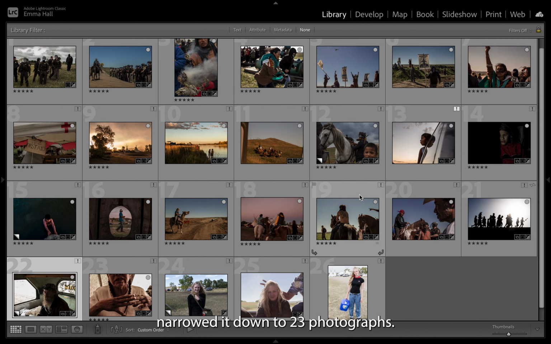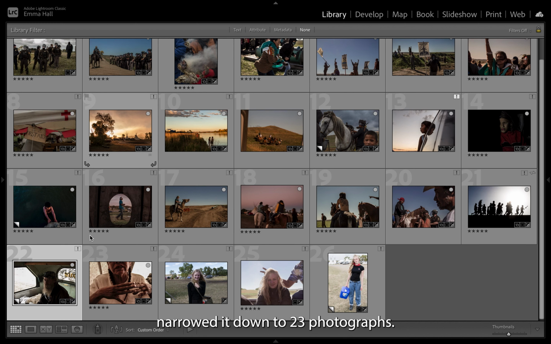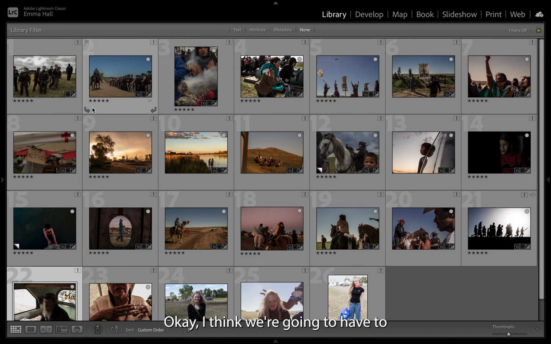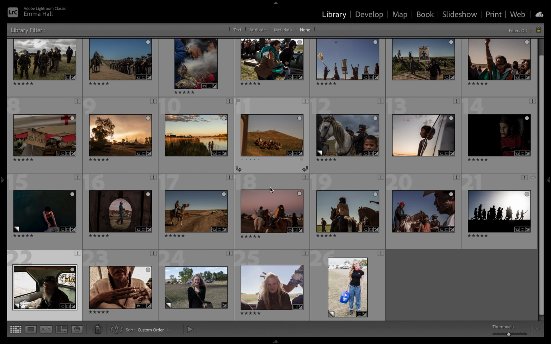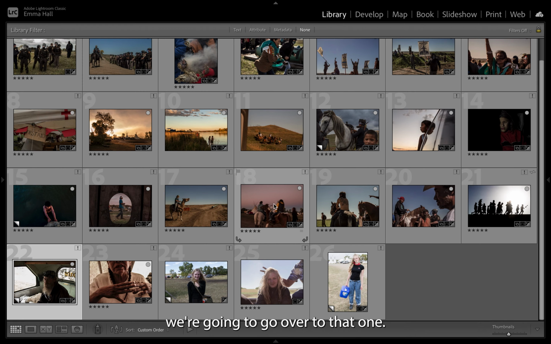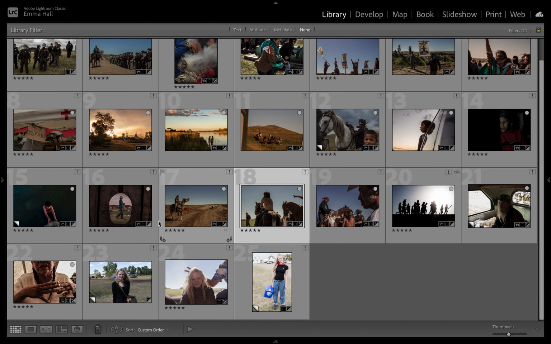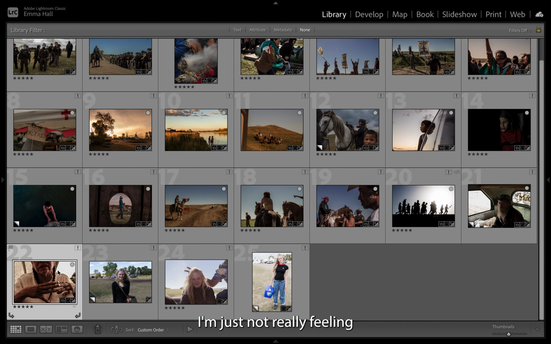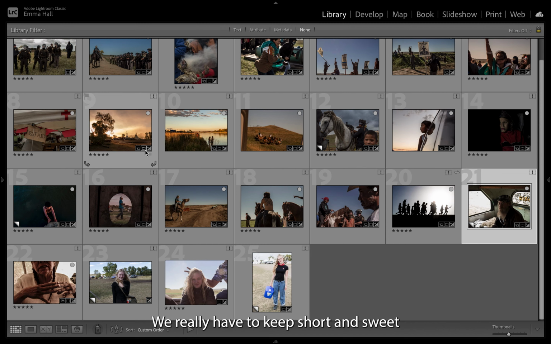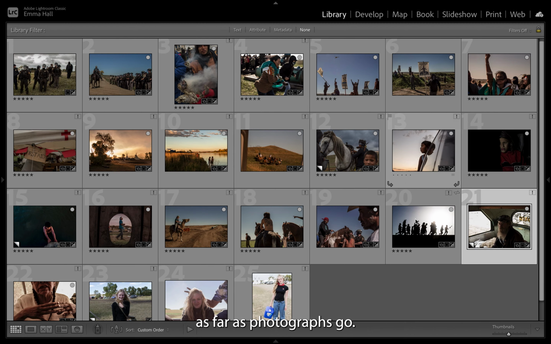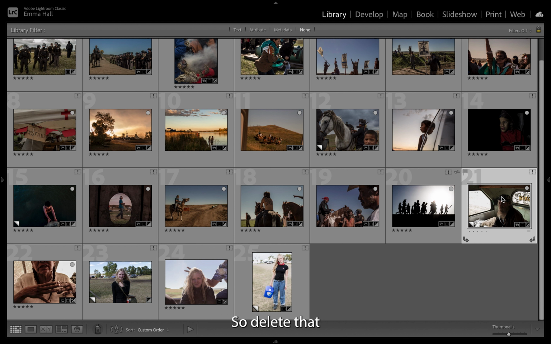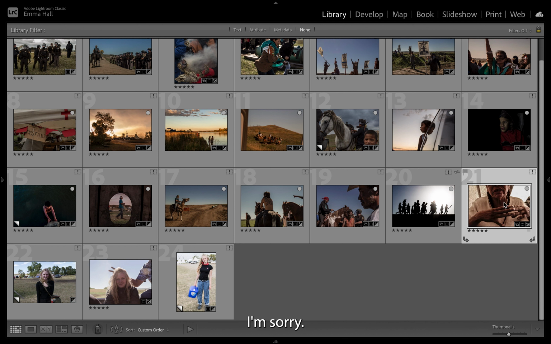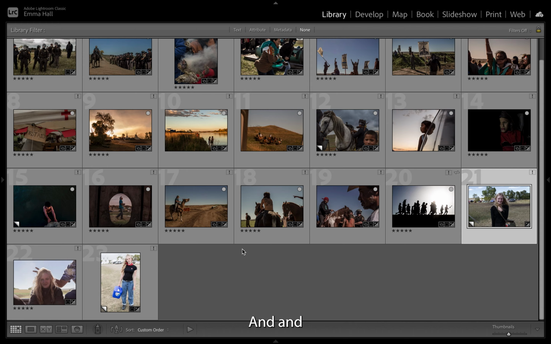So now we've narrowed it down to 23 photographs. Bump, bump, bump. What are we going to do? Okay, I think we're going to have to get rid of that one. And as far as these two, I'm just not really feeling that they have a sequence in here. We really have to keep this short and sweet as far as photographs go. So delete that. And delete her. I'm sorry.